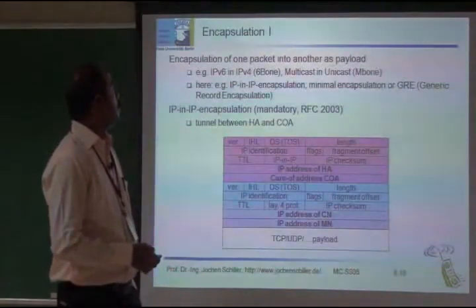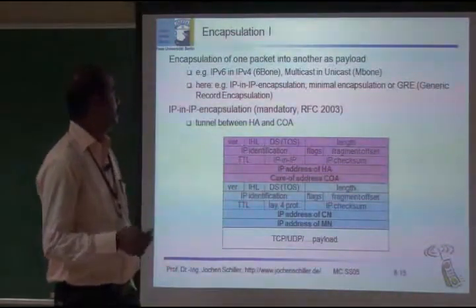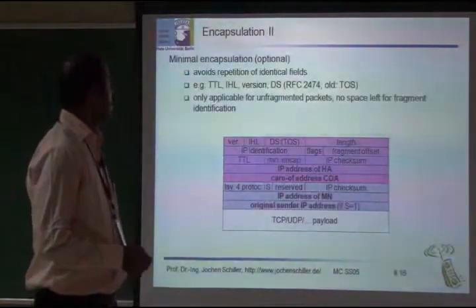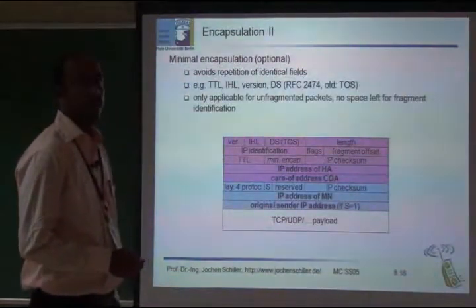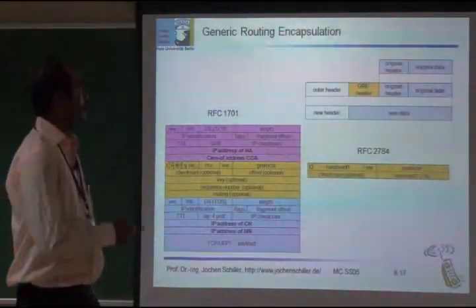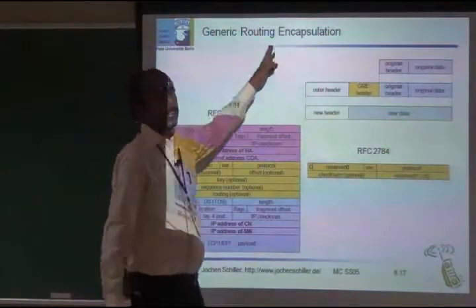So these are the encapsulation messages. There are three types of encapsulation: GRE, and minimal encapsulation. So when compared to other encapsulations, GRE encapsulation is a very important generic routing encapsulation.